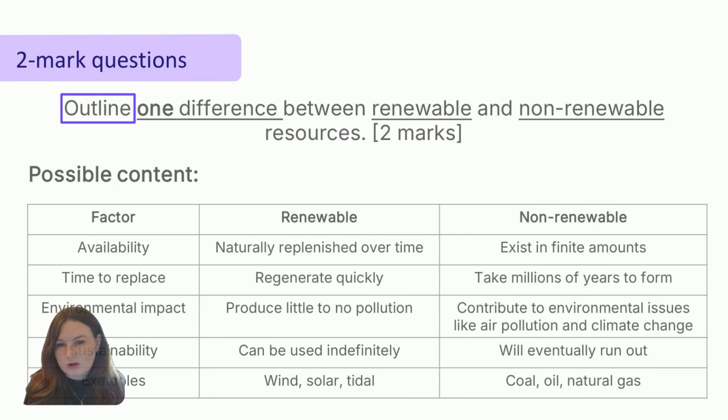Now, just to give you some idea for what you could include content-wise, there's some possible content on this slide. So there's lots of different factors you could include about the differences between renewable and non-renewable, so availability, time to replace, and you only need to pick one of these and then give an example of this.